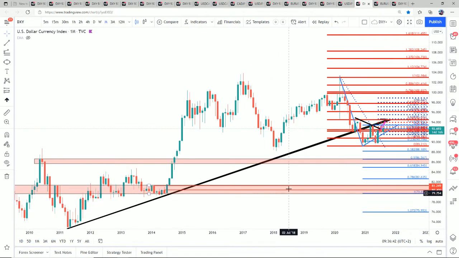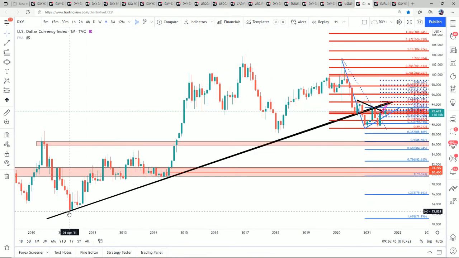Just to remember where we are on the big time frame. We have this huge multi-year trend line from 2011 with two touches here. We had the third touch here. We bounced a little bit and then we broke through it. We have a first retest, then we expect to see a second retest and probably a continuation.